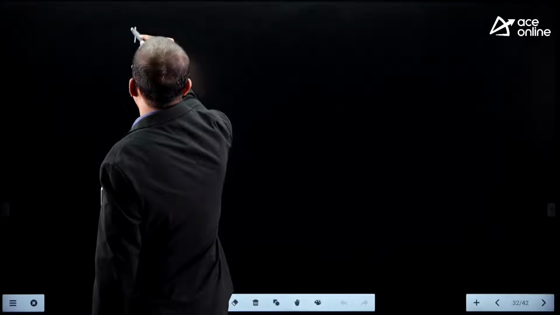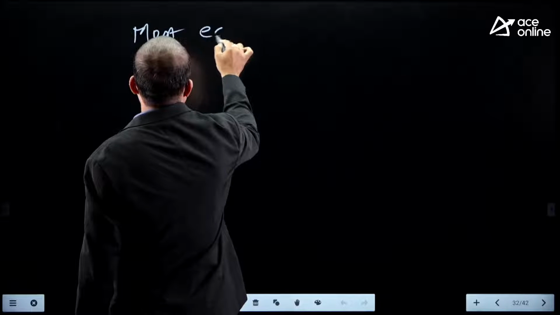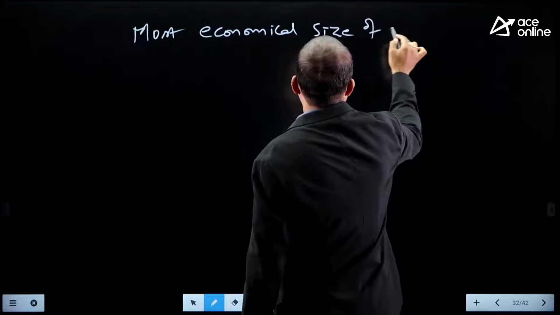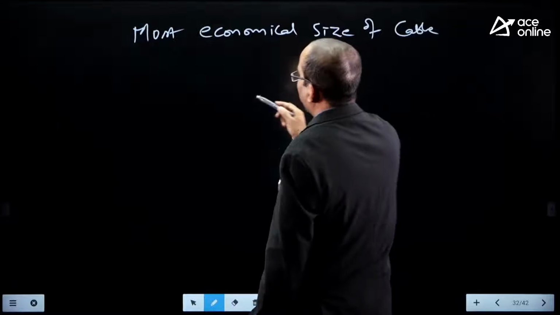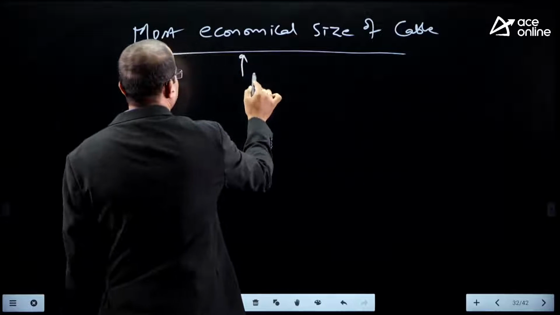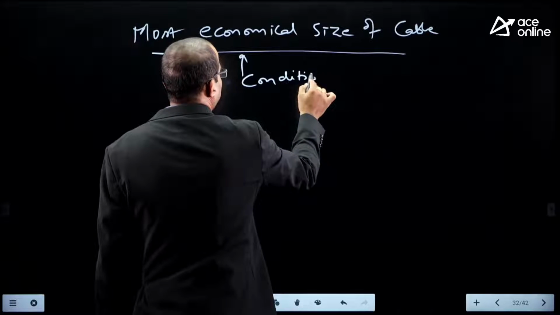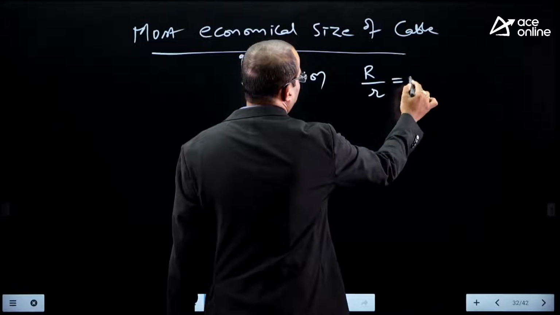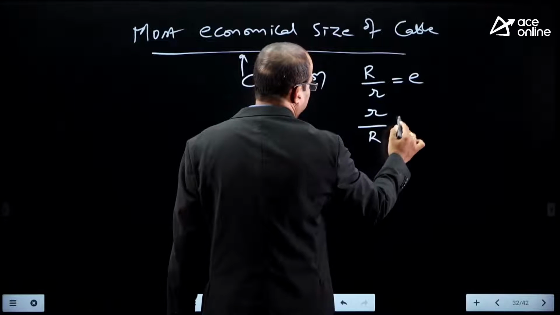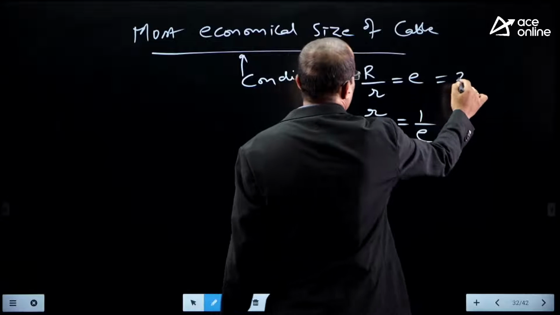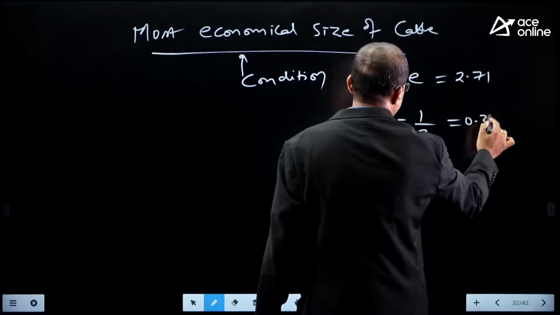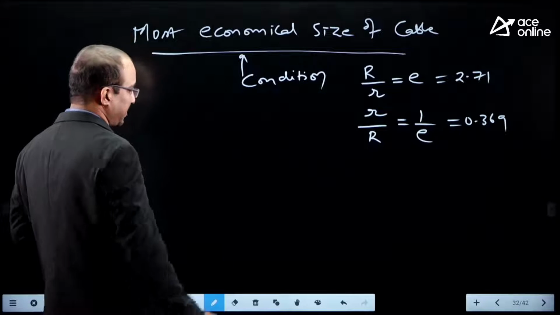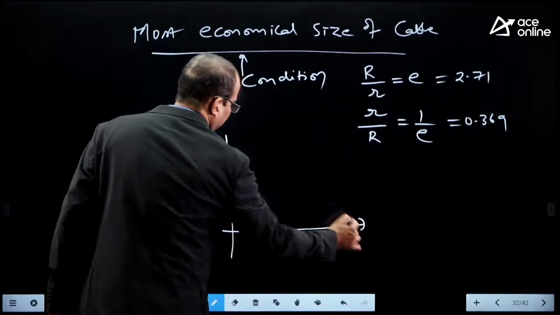The condition for achieving the most economical size of the cable is capital R by small r is equal to e, or small r by capital R is equal to 1 by e. This is 2.71 something, this is 0.369. So if you operate at that condition, the maximum stress will be less.